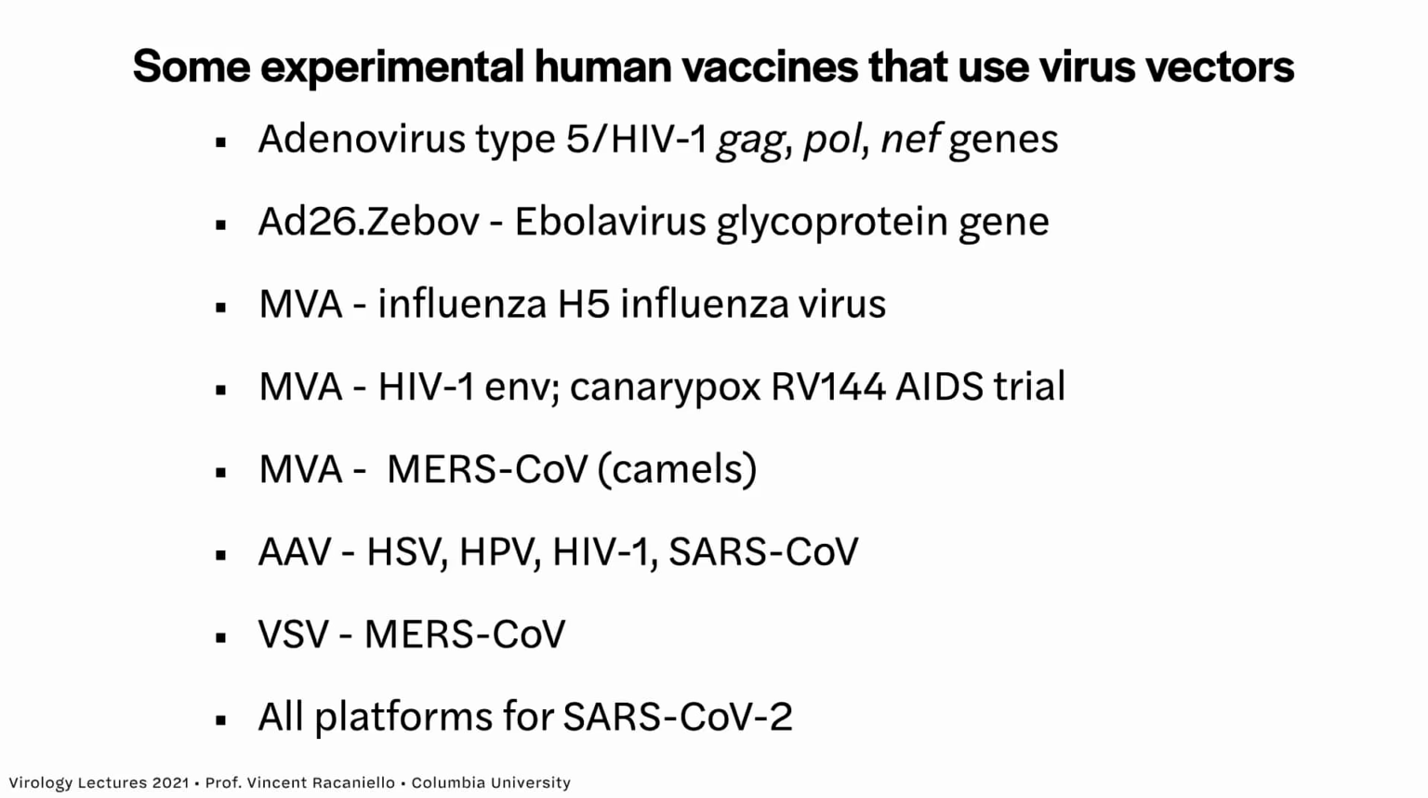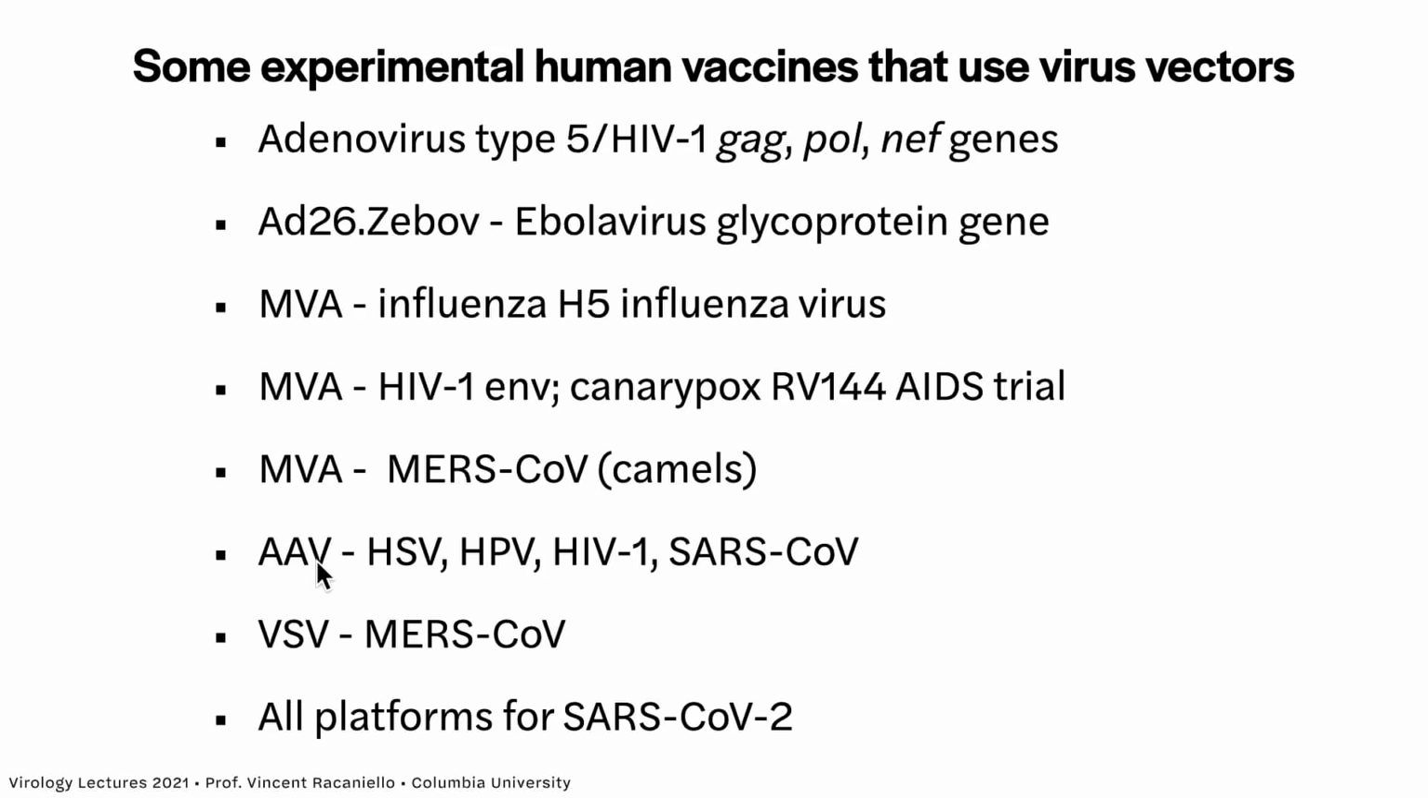Here are some experimental human vaccines that use virus vectors. So the previous ones, those are all approved or licensed. An adenotype 5 vectored HIV gag pol nef gene vaccine. Ad26-ZEBOV is another Ebola virus vaccine with the glycoprotein in it. We have MVA vectors with influenza H5HA, MVA with HIV envelope. In fact, the RV144 trial I told you about used canarypox to vector the HIV envelope. We have an MVA spike for the MERS coronavirus in camels.